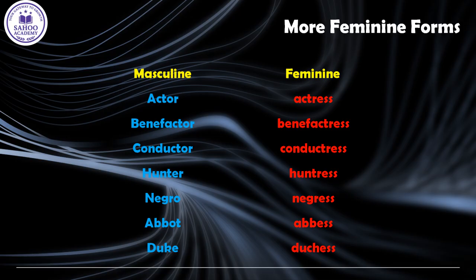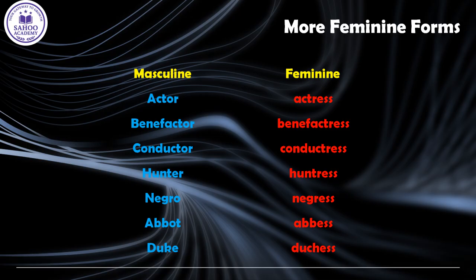In other cases, we simply replace a final vowel with ess. Negro becomes negress, abbot becomes abbess, duke becomes duchess. Here the core idea remains the same. We start with the masculine noun and modify it, most often with the suffix ess. It creates the feminine form, and this pattern helps us to expand our vocabulary systematically.